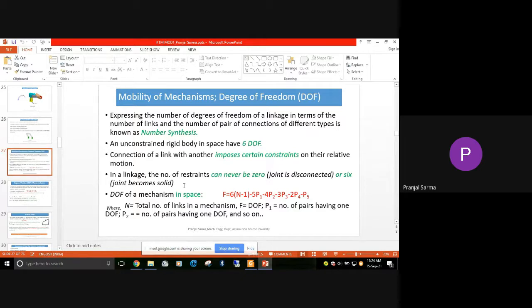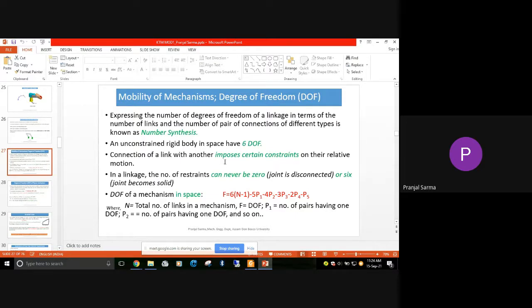Now see, all those mechanisms whatever we use are intended to do certain tasks, basically transmission of motion and force. By using those mechanisms we want to do something, and for that a constant kind of movement of the output link is very much desired. We should know how much input should be given and what kind of output we can expect. For that, knowledge of the mobility of the mechanism and ultimately the degree of freedom of that particular mechanism is important.